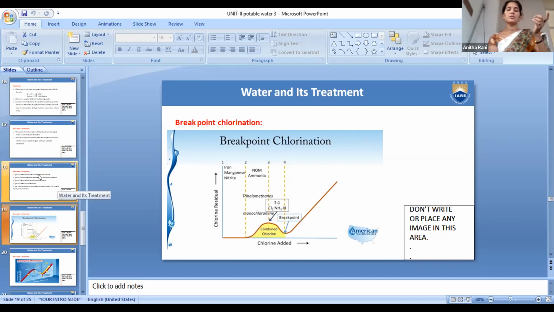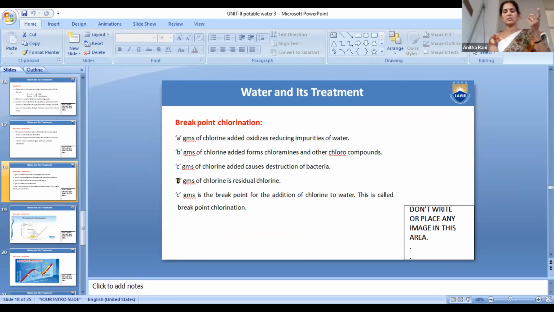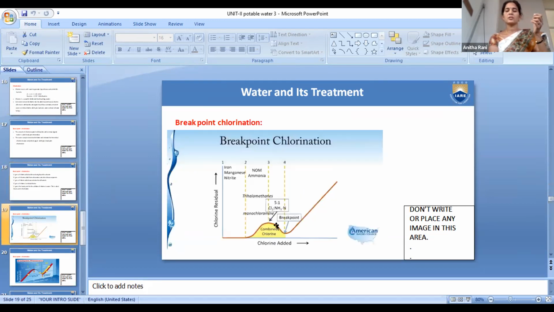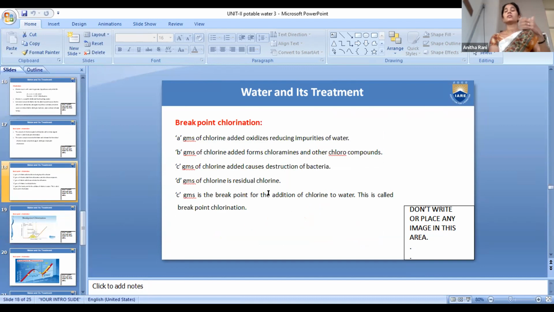Okay, when you are adding D grams of chlorine, for example 4 grams of chlorine, that is called residual chlorine, because already at C grams, 3 grams of chlorine only, all bacteria were destroyed. Adding D grams of chlorine is excess only. No need to add chlorine in water now. See, the curve is increased again. That means there is residual chlorine, excess chlorine present in water. If you are adding excess chlorine, you get a bad taste and bad odor.